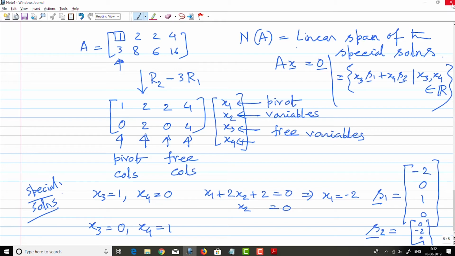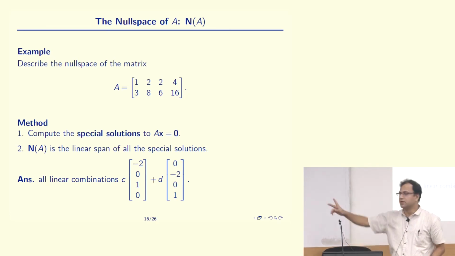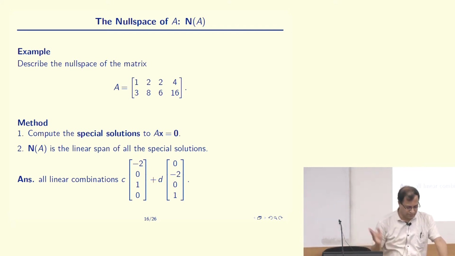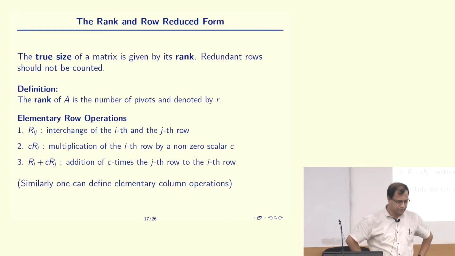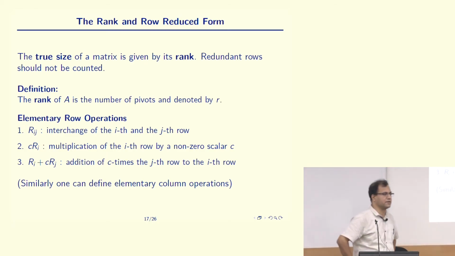At most there will be 2, but there could be also 1. Right? Okay. So, as I have expressed here, the null space is all linear combinations of those special solutions, and that is your null space. Okay, so what we need to understand.